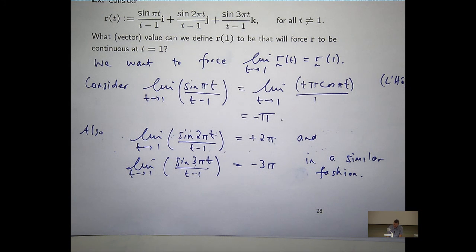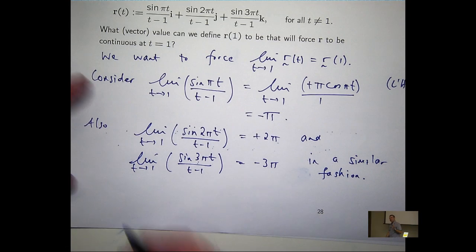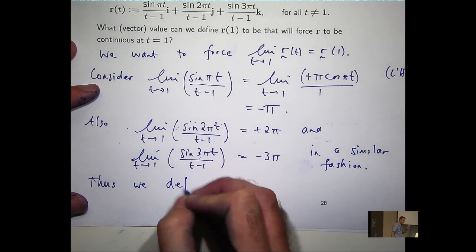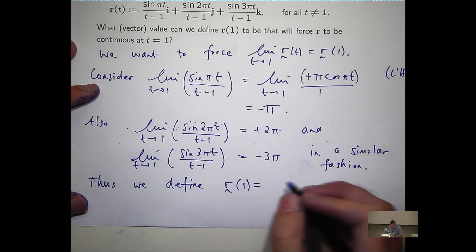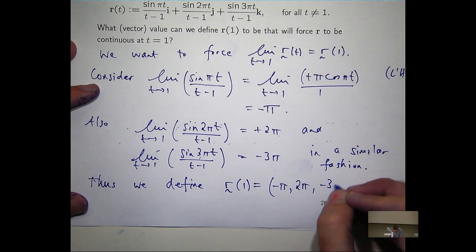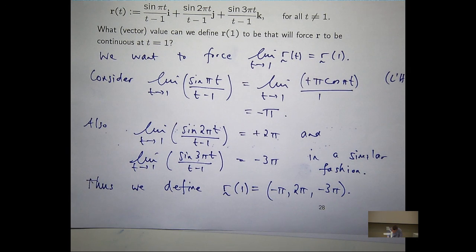Okay, so assuming we can take our limits, what should we define R of 1 to be? Well, it's just going to be the vector with these components. Not a very difficult question. Okay, well, what about we've already seen a limit that doesn't exist. Let's just explore that in a different way.